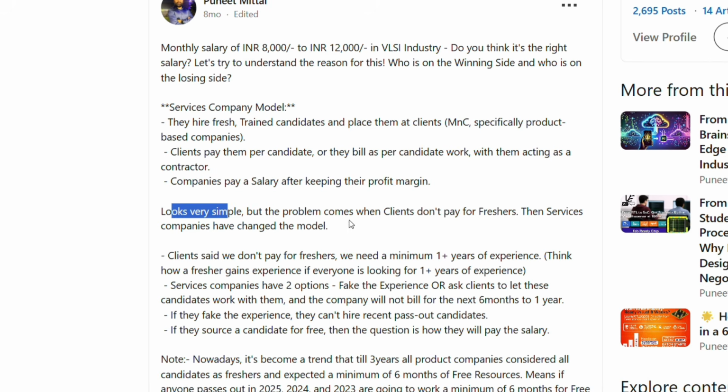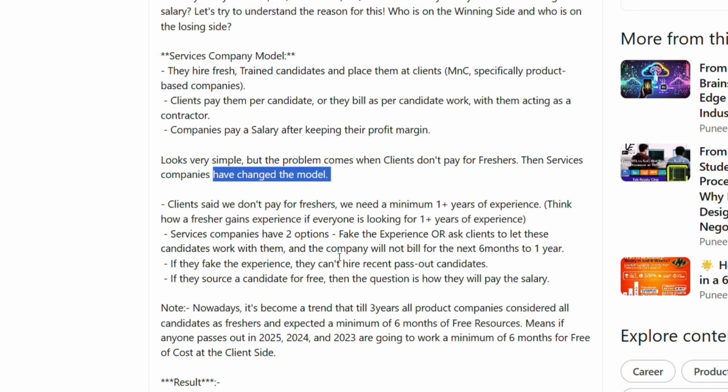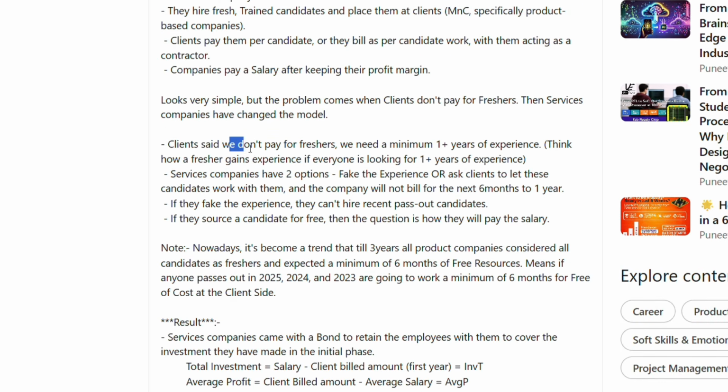It looks very simple, but the problem comes when clients don't pay for freshers. Then service companies have changed the model. Clients said, we don't pay for freshers. We need a minimum of 1+ year of experience.